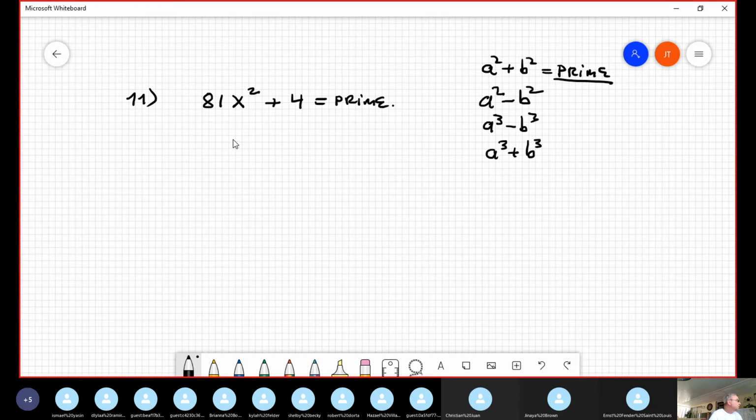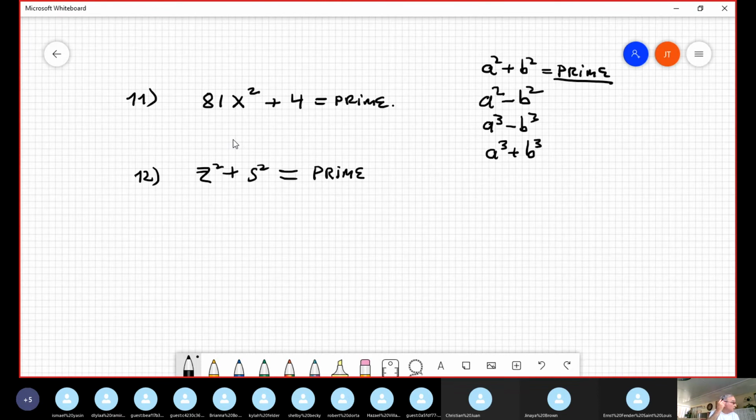Fortunately, we cannot do anything. And number 12 is similar. Look, c squared plus x squared. This is a simple example. It's prime again.